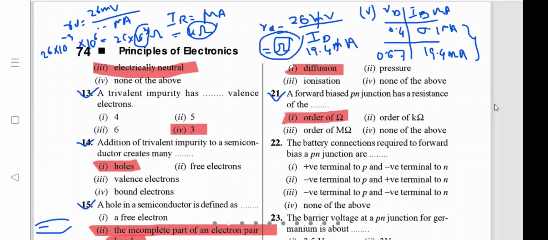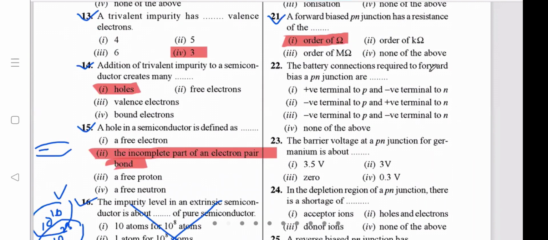Next, the battery connection required to forward bias a PN junction. We know forward means P with P and N with N. Positive to P, positive with P and negative with N. This will be the answer.